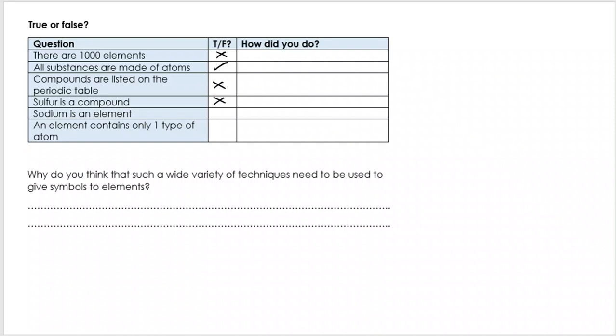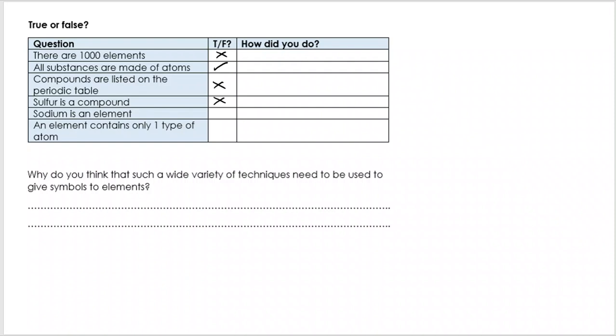Sulfur is a compound? Absolutely not. Sulfur is on the periodic table. It's on the right-hand side. Its symbol is S. If you have a periodic table, you can find it. And if it's on there, that means it is an element.